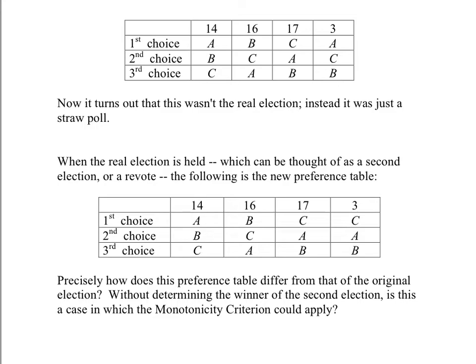Most of the votes are the same. These 14 voters have voted the same way in both elections. These 16 voters have not changed their votes. These 17 voters have not changed their ballots. But these 3 voters have changed their ballots. And notice, this here is election number 2, and the only change has been a swap in these 2 positions here.